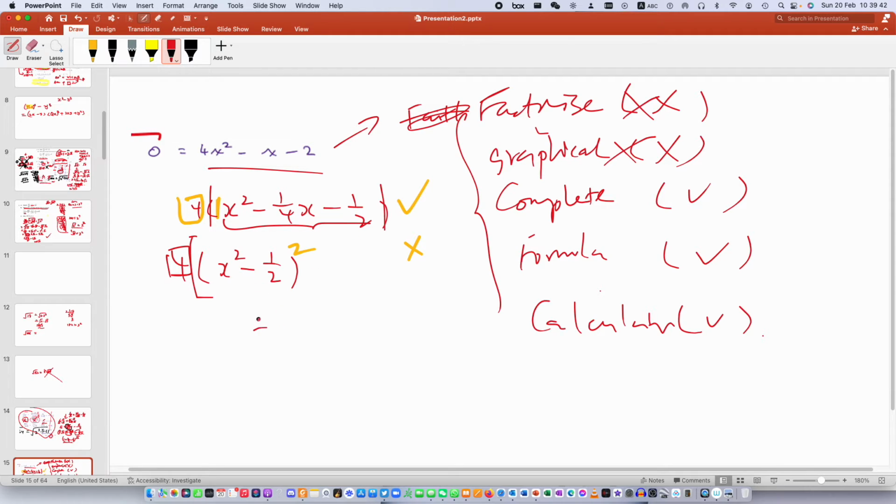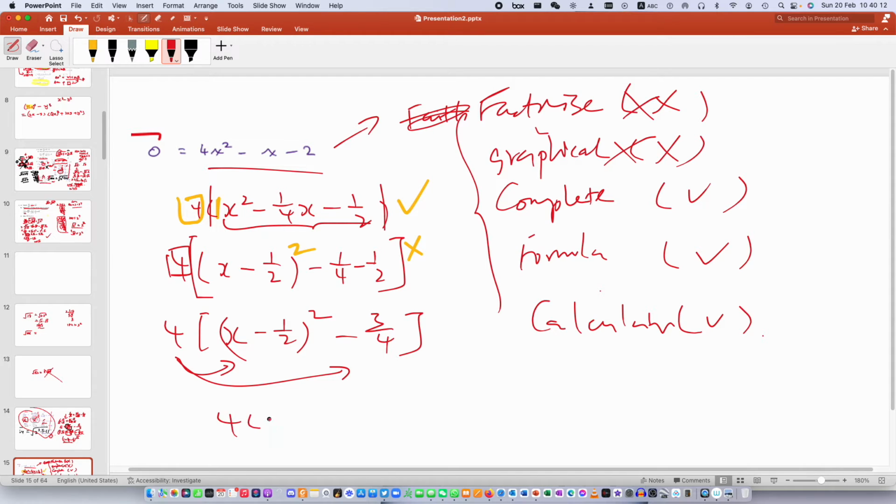So now over here you will get plus 1/4, right? So you have an extra plus 1/4 here. So how are you going to compensate? So you need to minus 1/4 minus half. There is no square here. So this is 3/4. Then now your 4 starts to come in. Are you clear? Then you equate to 0. Then you just bring the 3 over. You should end up with 2 answers.